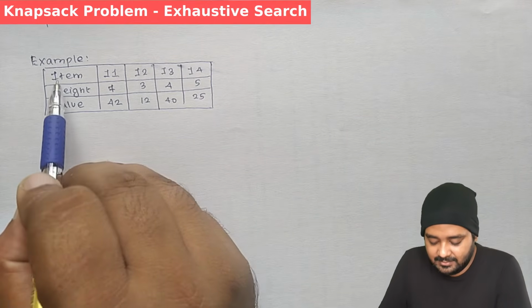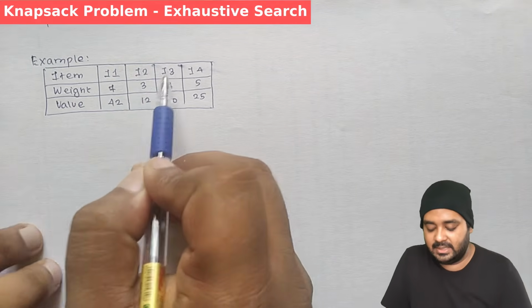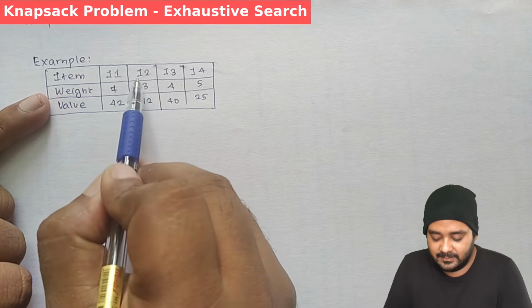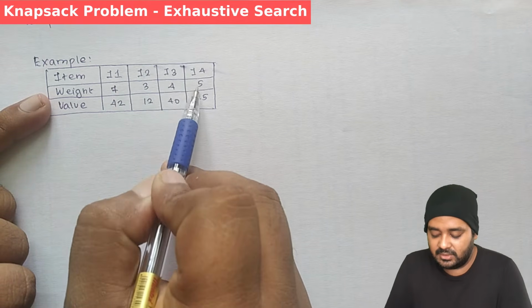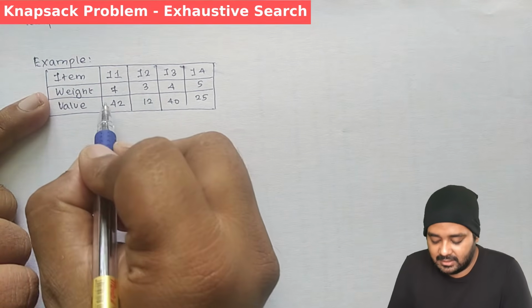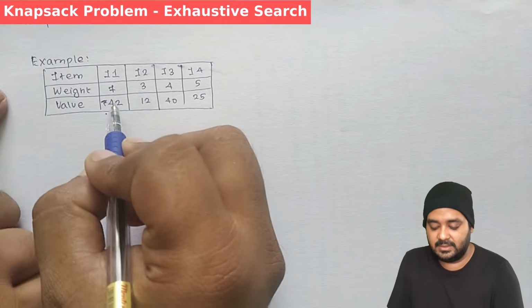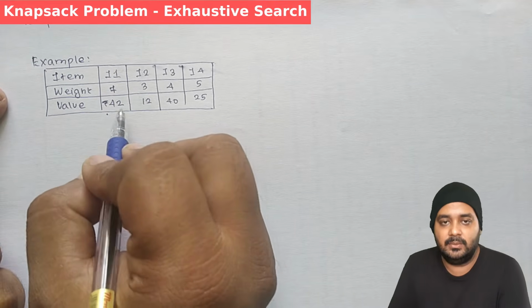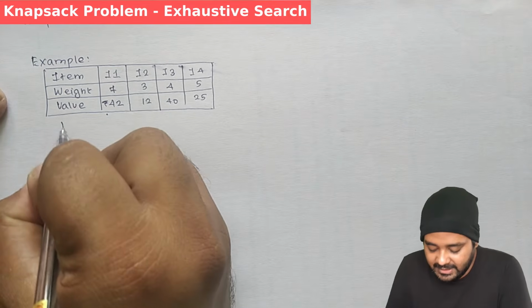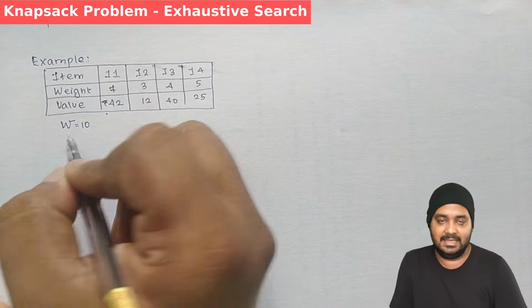Here, these are the names of the items: I1, I2, I3 and I4, and then the respective weight of each item. The weight of I1 is 7, I2 is 3, I3 is 4, I4 is 5. Each also has a value, in the form of an amount. So 7 kgs of this item has a price of 42. Likewise the others have been marked. You are given a knapsack with a maximum capacity of 10. So we shall consider it as 10, and then solve it.